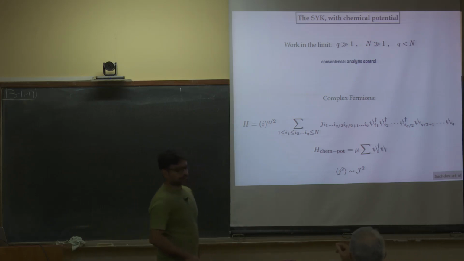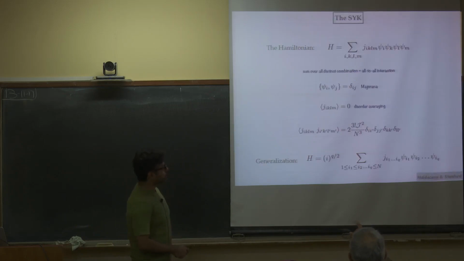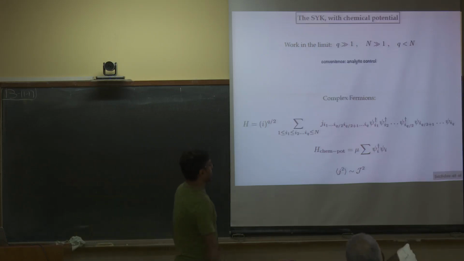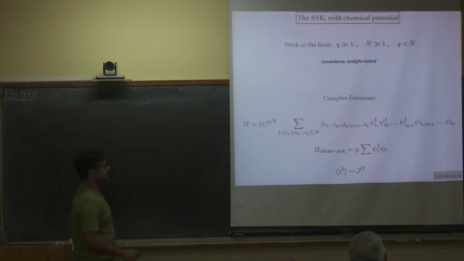Sorry, I should know this, but q is the number of flavors? q is the number of fermions, yeah, in the interaction. And N is the total. N is the total number, yeah. So I could have q at most N. Now, okay, good. So that's the base of that.